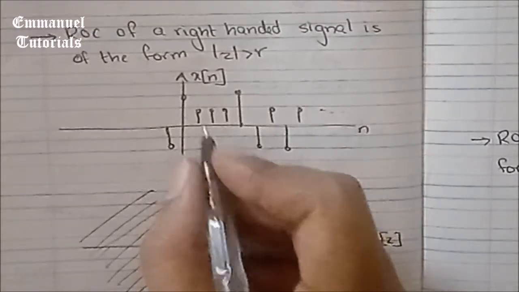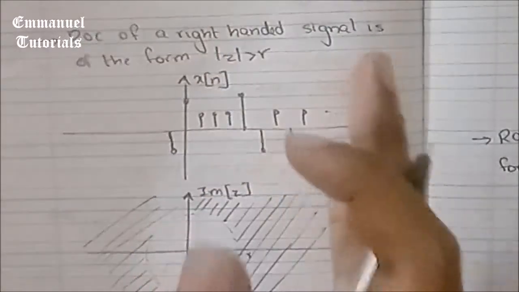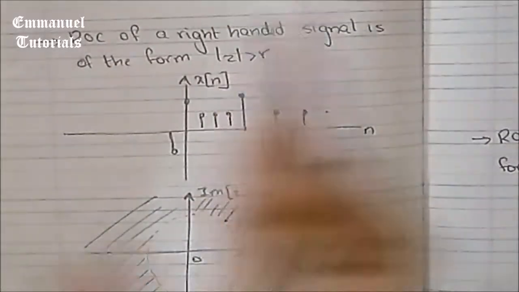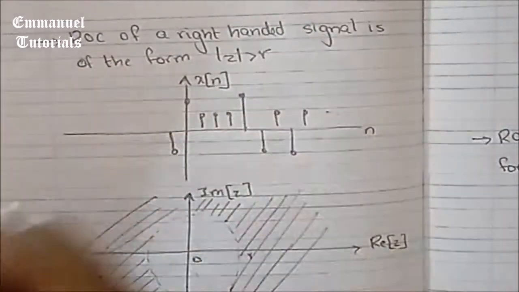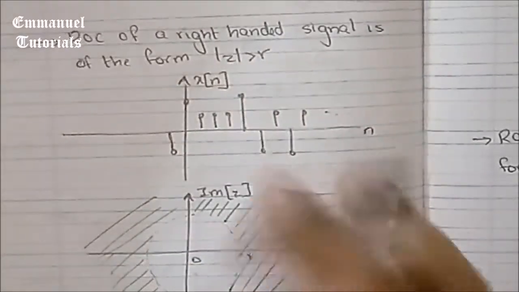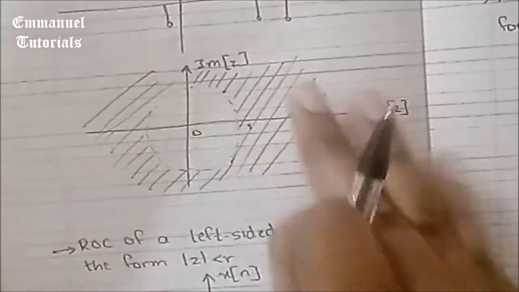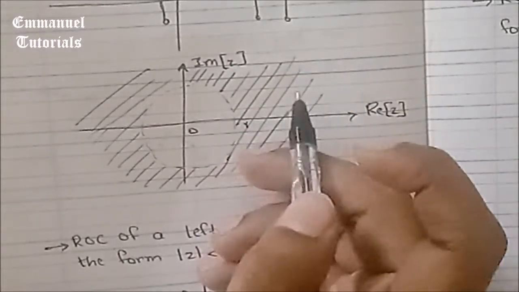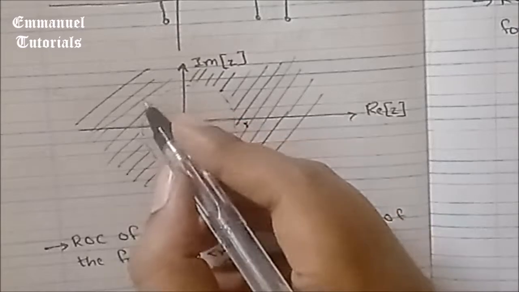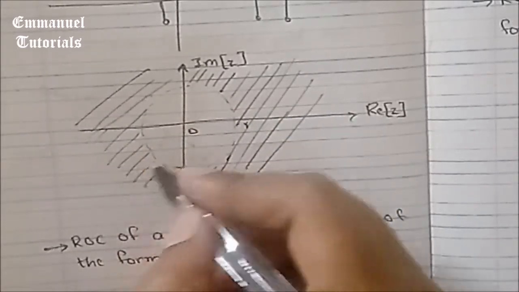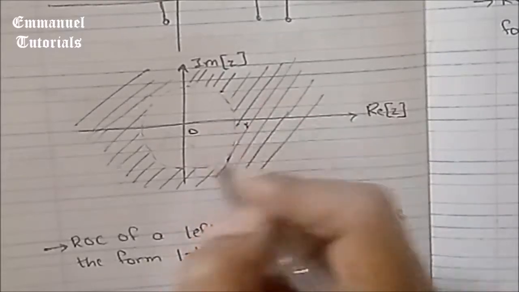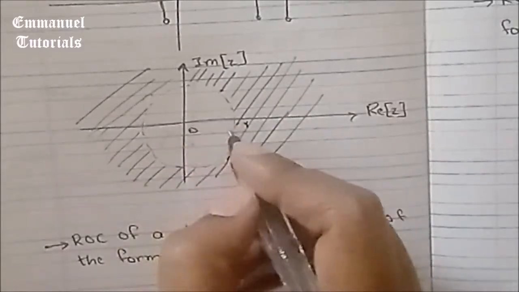So first thing is, whenever the signal that is given to you is a right-handed signal, that is, most of the part of the signal is on the right hand side and on the left hand side all the points are 0, then the ROC is going to be greater than r, greater than the radius that is given. So here we have denoted it as the outer region of the circle denoted by radius r.